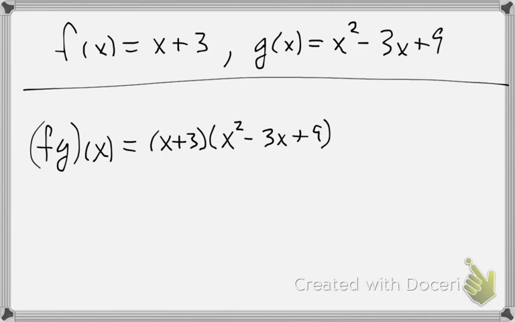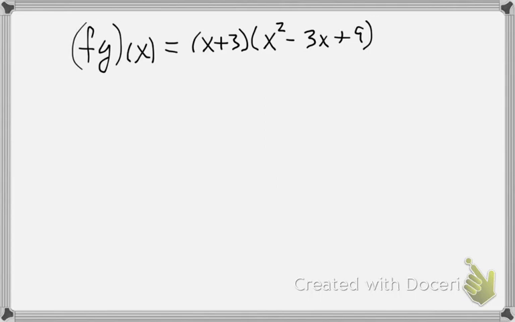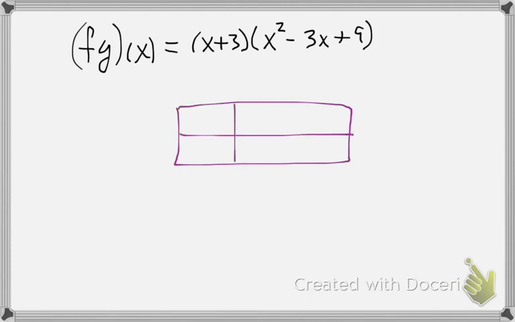Probably draw the box. You could brute force it, but I think the box works here. So I can make 2 rows and 3 columns here because it's a binomial and a trinomial. Right? What happens if they're both trinomials? Yeah, 3 columns, 3 rows, right? So this is x and 3. This is x squared, negative 3x, and 9.